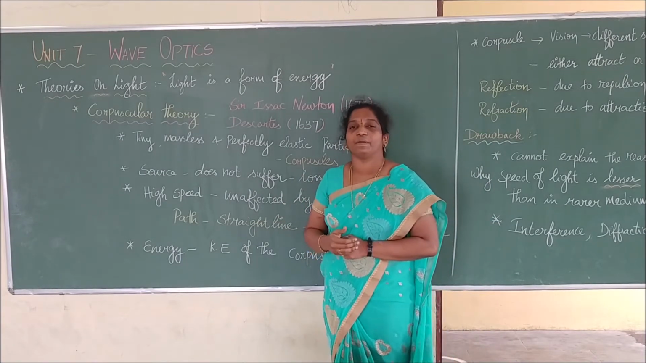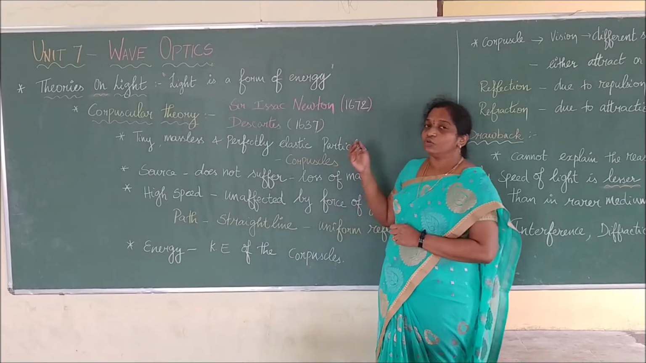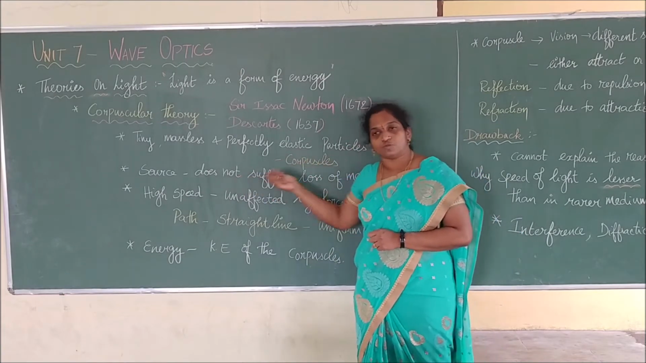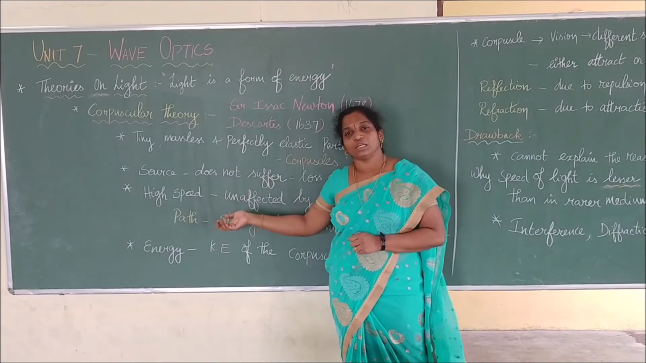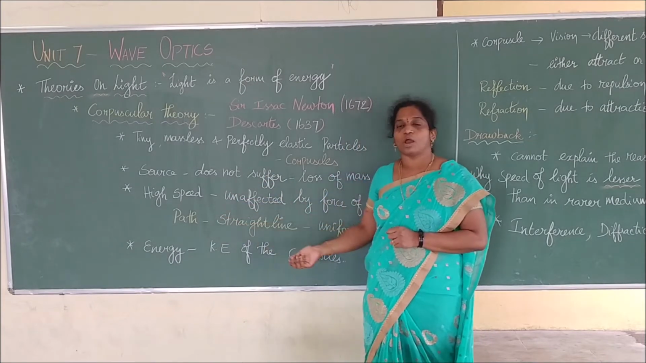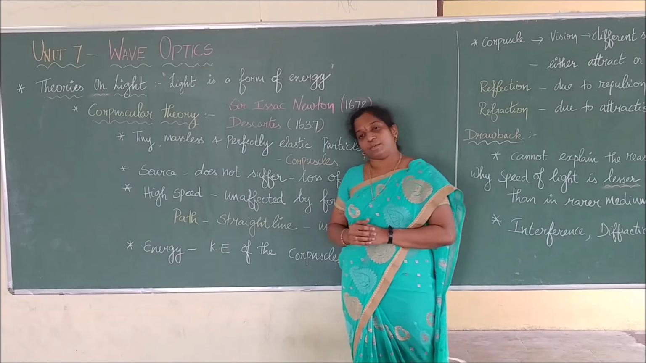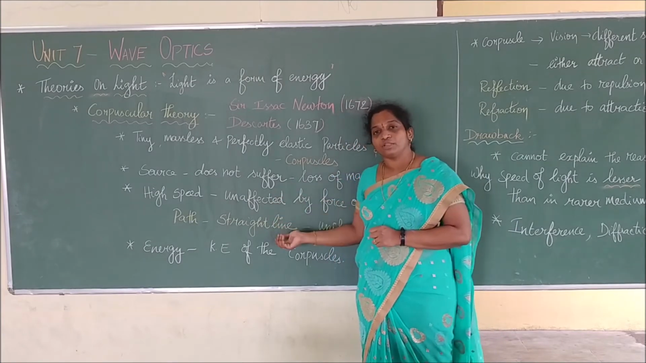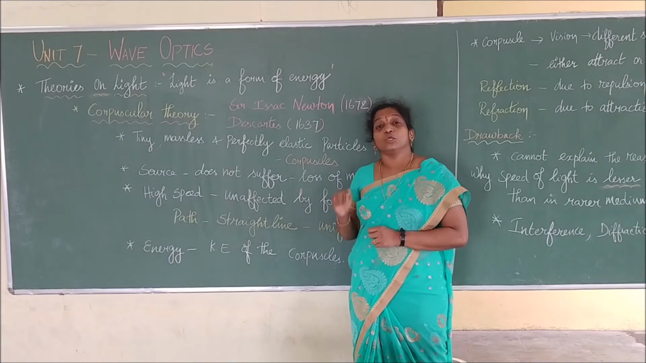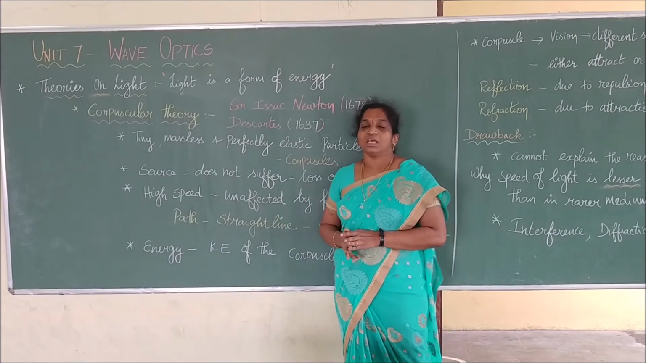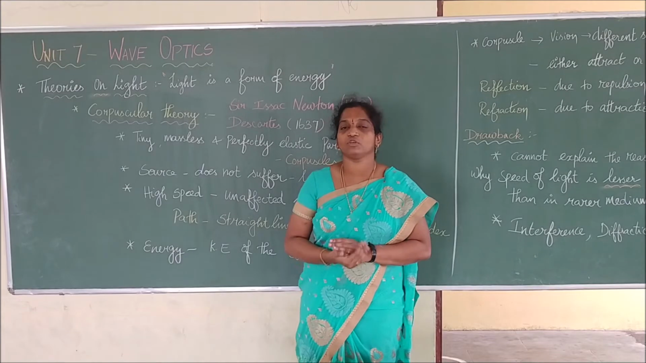They said that it is not affected by the force of gravity, and the energy of the particle is due to its kinetic energy. From that they proved that light will travel in a straight line in a medium which has a uniform refractive index. And they asked how we are able to see an object.